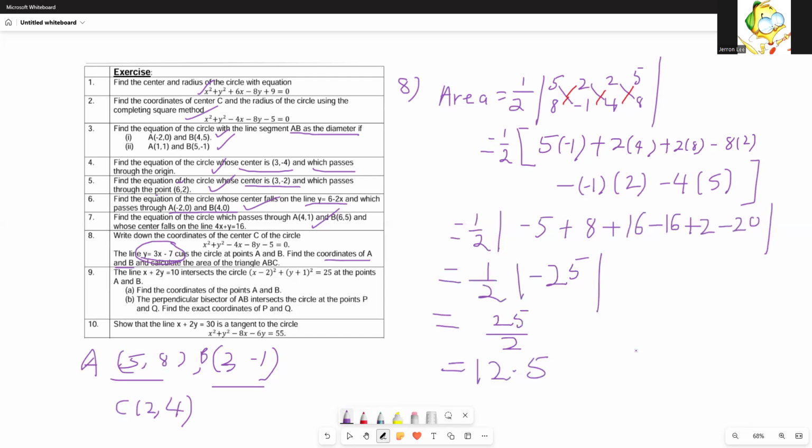This is what you should be getting, 12.5 units squared. All right, so this is what you can check for yourself. Are we getting it correct? That's what you can do. So basically this is actually question number 8. Now, what about question number 9? Question number 9, it's as such.